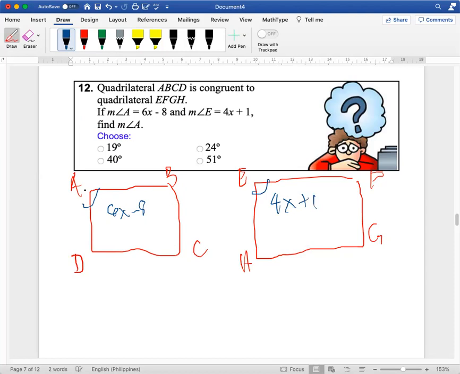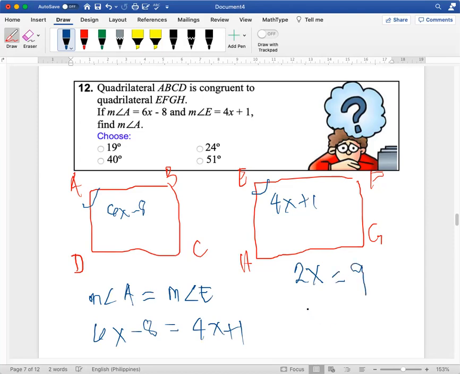Here, we know that A corresponds to E. Therefore, these corresponding angles are congruent because these quadrilaterals are congruent. So, since the measure of angle A is equal to the measure of angle E, then 6x minus 8 is equal to 4x plus 1. Let's solve. This becomes 2x equals 9, and x is equal to 9 over 2.